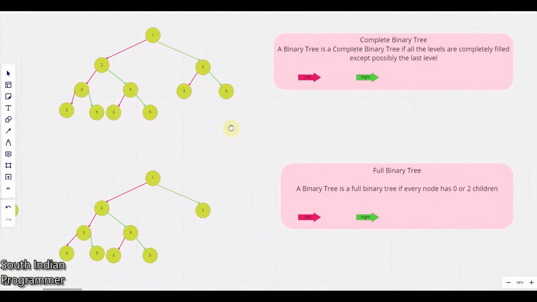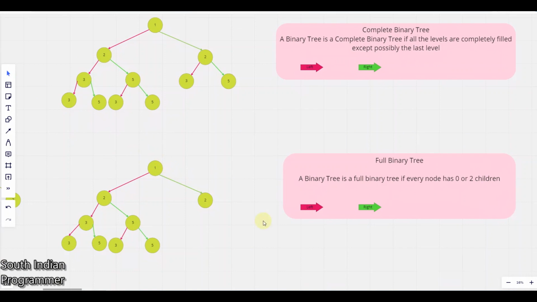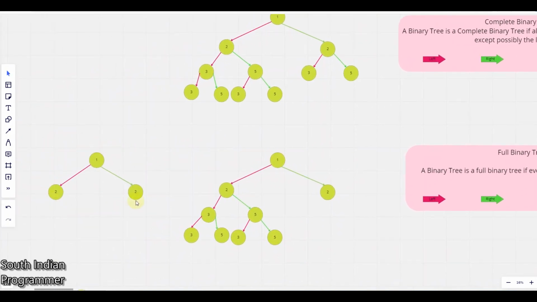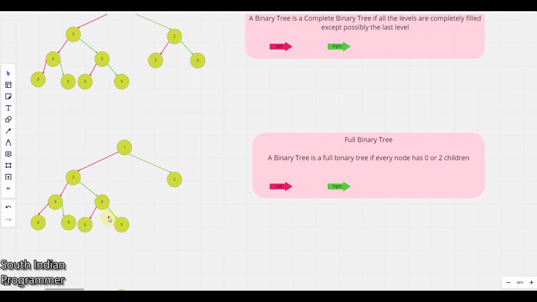And the next one is the full binary tree. Formally we can state that a binary tree is a full binary tree if every node has 0 or 2 children. Here in this example you can see node 2 doesn't have any children, and 3 and 5 also have no children. So this is called a full binary tree. You can see a perfect tree can also be called a full binary tree. But in case I have a tree like this, then it is not, because here you have only one child. This can't be called a full binary tree because this node has one child.